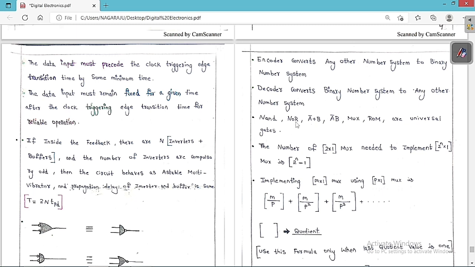So NAND gate, NOR gate, A bar plus B, A bar B, MUX, ROM are called the universal gates. I have already told you NAND gate, NOR gate, A bar B, A B bar, A bar plus B, A plus B bar, and the MUX and ROM are called the universal gates.